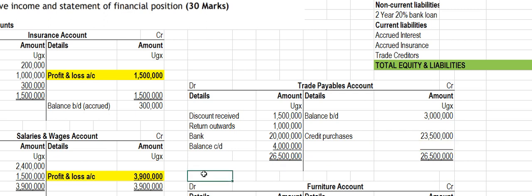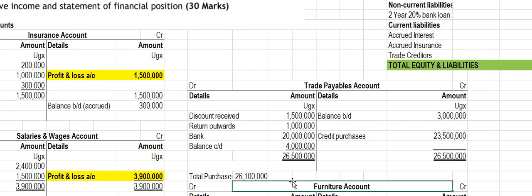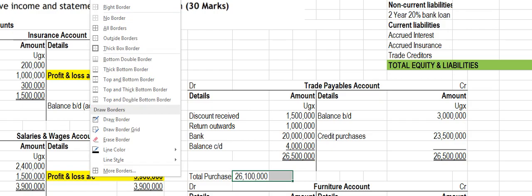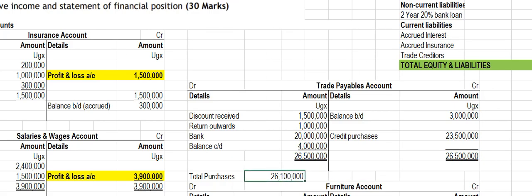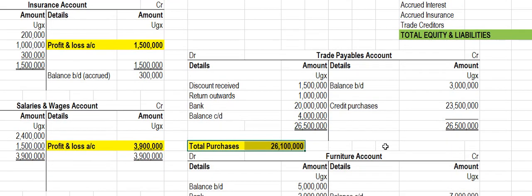Therefore, I can now also get the total purchases. Total purchases will equal these credit purchases plus the cash purchases, because John bought goods and paid by cash, and the cash purchases were worth 2.6 millions. That is 26,100,000. Those are the purchases for John during the year. So that's what you take to the statement of profit and loss.